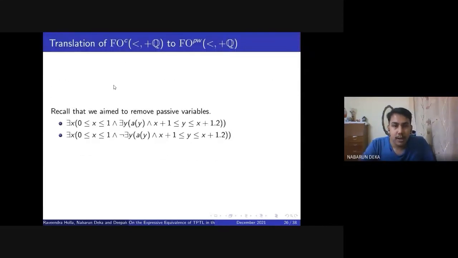So now once we have it that any sentence can be converted to a sentence in normal form, then we can only look at sentences in normal form and try to remove passive variables from those sentences. So here are two sentences in normal form. This one has a there exists followed by a there exists. This one has a there exists followed by a not of a there exists.